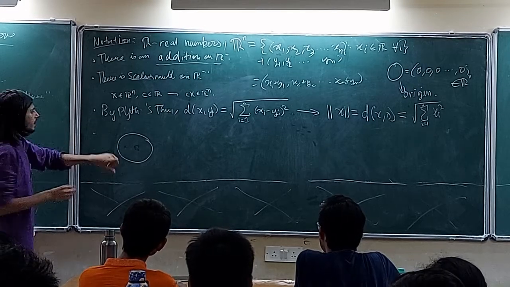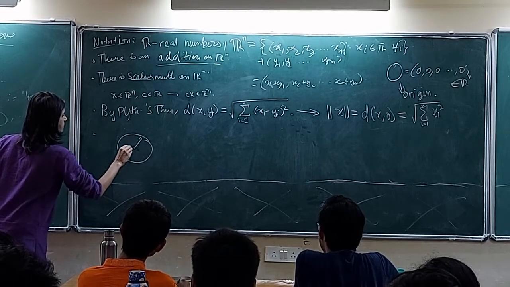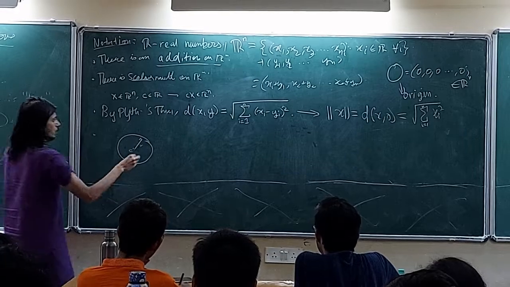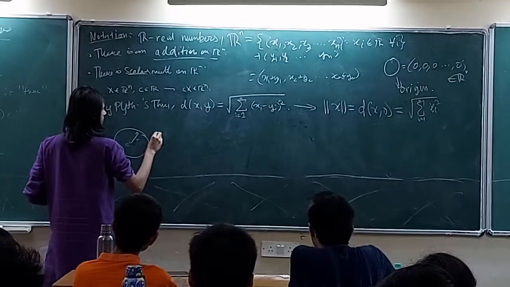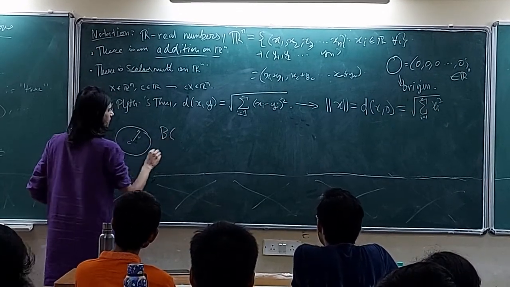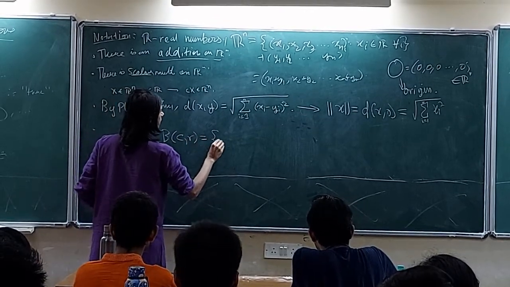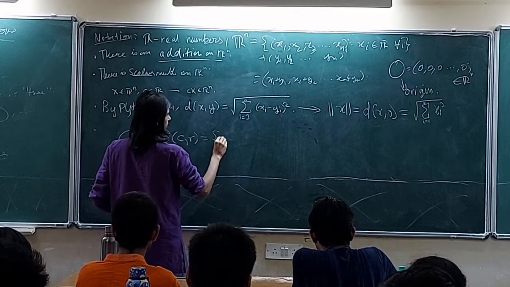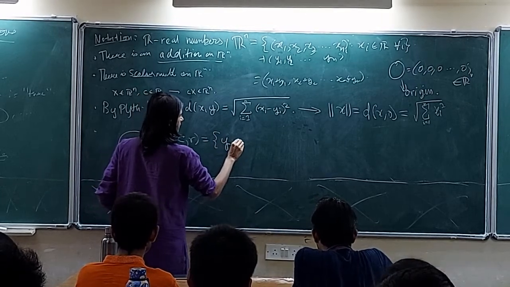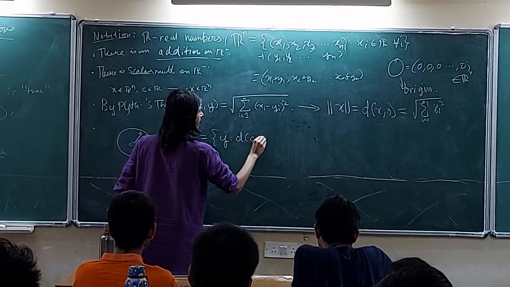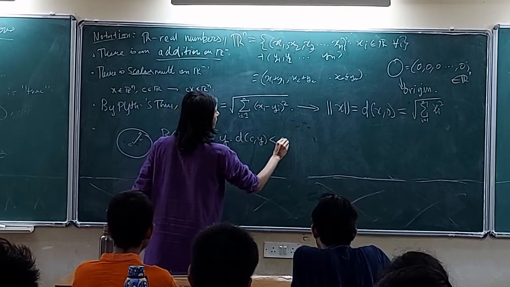Now every ball can be characterized by a center and by a radius. So a center and a radius. So how is that denoted? It's denoted by the following, and that B(center, radius) is the set of all points y such that the distance between C and y is less than r.